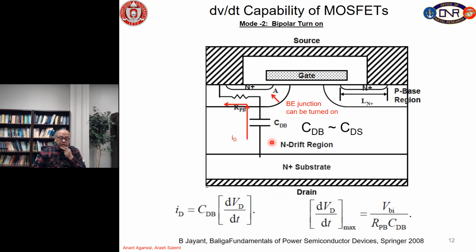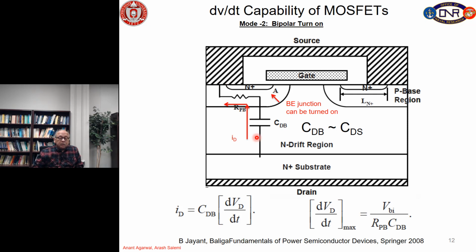Then as we increase the voltage on the drain, there is a displacement current that is flowing through this output capacitance CDS or CDB, as we have mentioned here, drain to body, body being the P well body. This current flows laterally through the resistance of the P well and then is collected by the source contact, right.